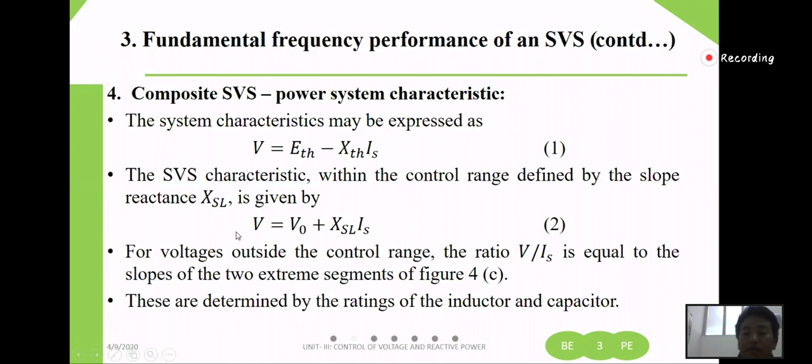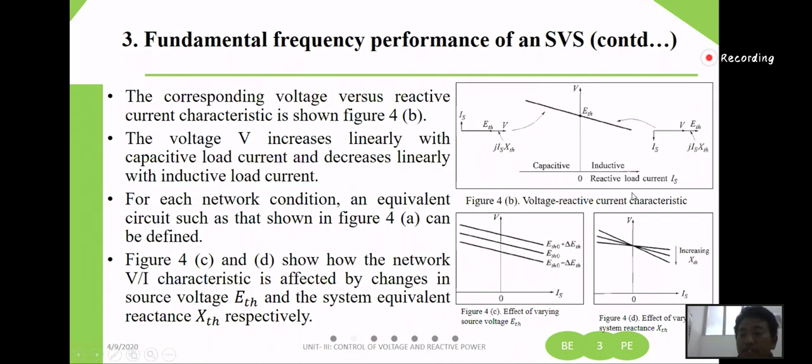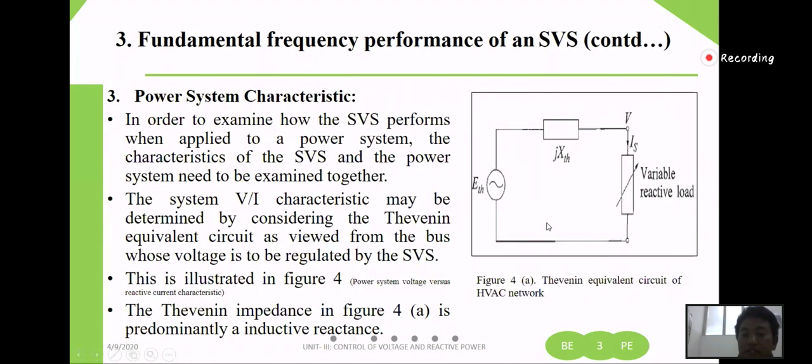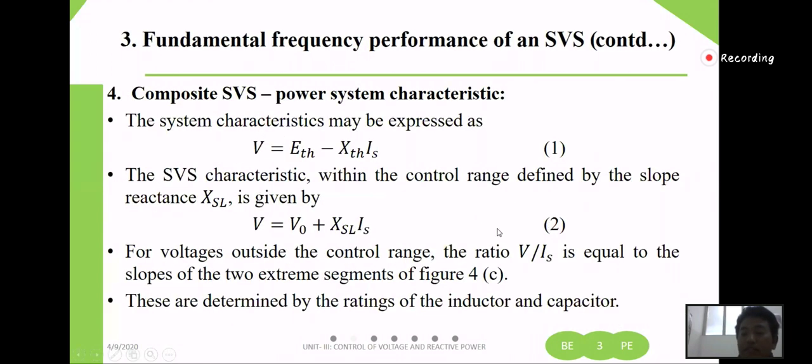So V will be equal to V naught, the initial voltage, plus the reactance slope, which I have shown here, this slope, times the current flowing in, IS. Let it be equation number 2. So the first equation is for the system characteristic, and the second equation is for the SVS characteristic.